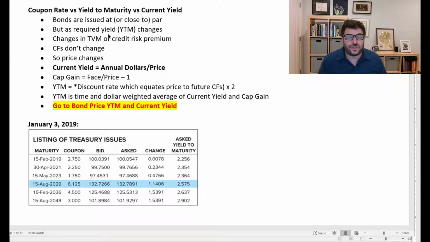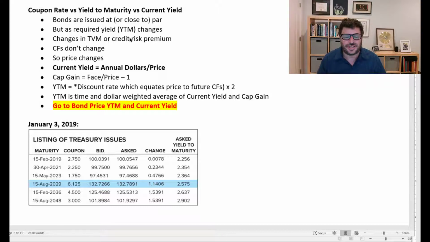The second reason that the yield to maturity might change on a bond is that the credit for this particular issuer might change. The issuer might become more of a credit risk, in which case people need to earn more from this bond because they're less likely to get their cash flows in the future. Or the credit might get better for this particular issuer. So as the required yield changes, either due to time value of money or a change in the credit, the yield to maturity changes.